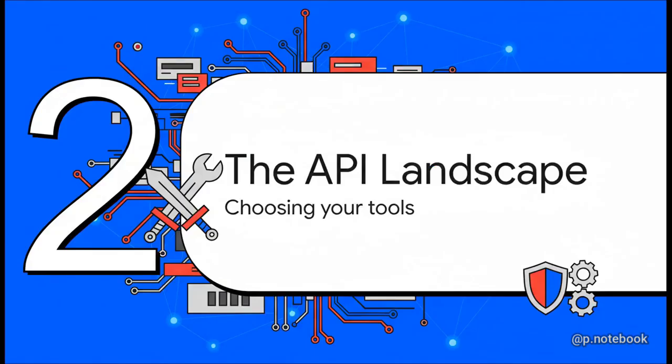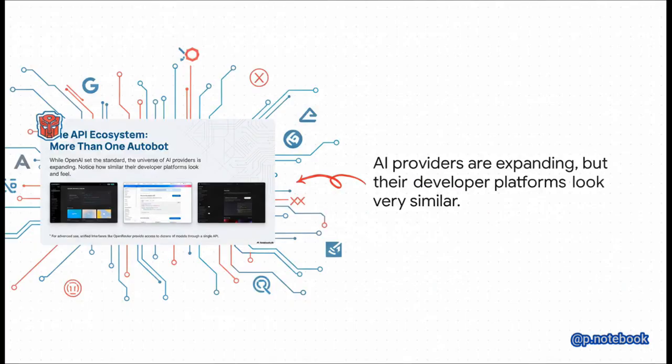So now that we get the basic mechanics, let's move on to Section 2, the API landscape. It's time to survey the field and figure out what tools and allies we want to bring on this mission. You know, for a while, OpenAI was kind of the only game in town. But now the whole universe of AI providers is just exploding. You've got Google, you've got xAI, you've got a ton of others jumping in. But here's the cool part. For us, if you look at their developer platforms, they all start to look, well, really similar. And that, my friends, is fantastic news for developers like us.